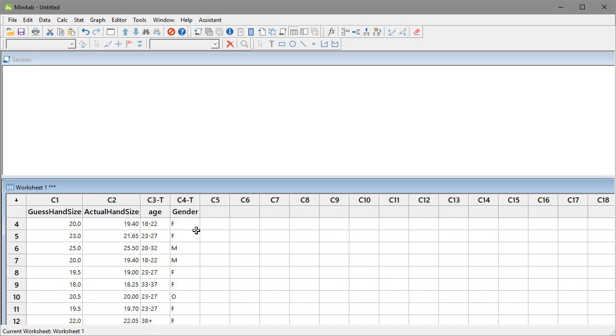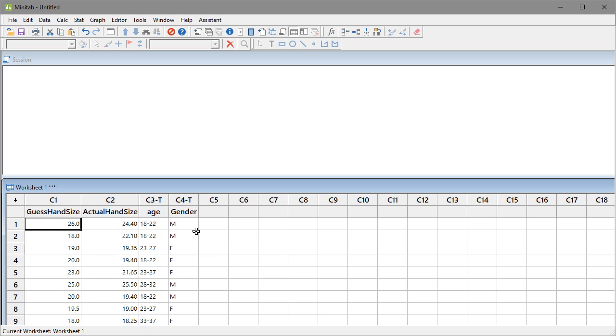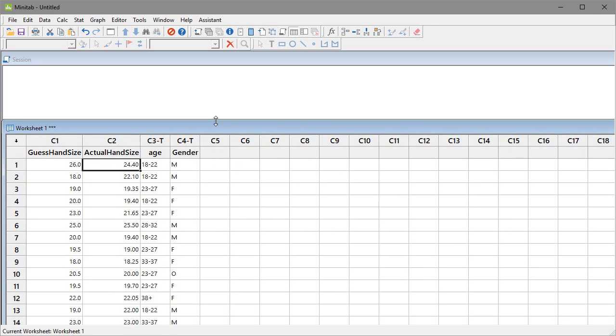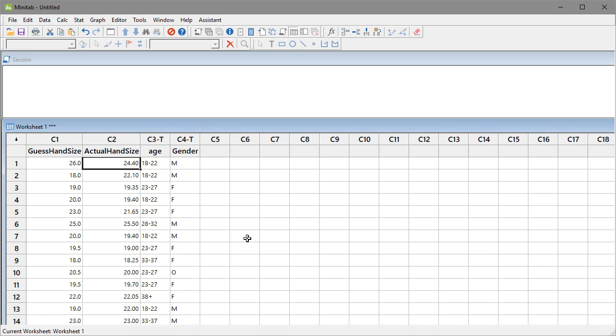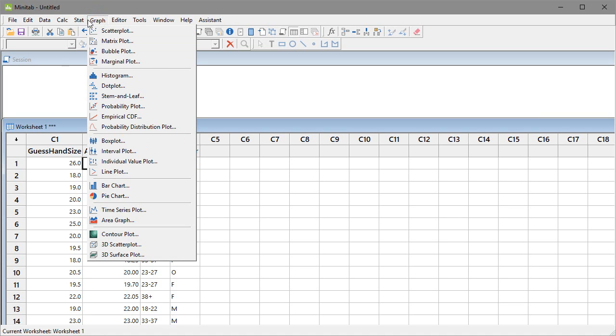So what are some things that we can do? Here we've got the guess hand size, actual hand size, age, gender. Well, first of all, let's think about this data. So let's pull that up just a little bit. Does knowing the guessed hand size and the actual hand size, well, great, but what does that really tell us? Well, I don't know. Let's come over to Stat, actually right here. Yeah, we'll do a graph.